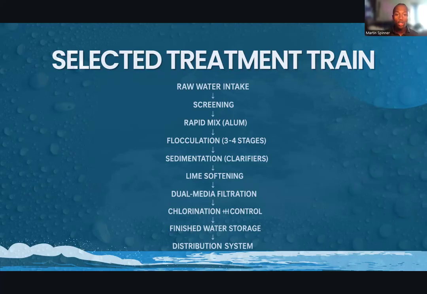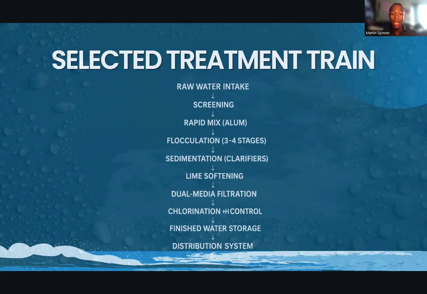So, this is the overall treatment train that our team has selected. Each step plays a very important role in achieving final water quality. The screening removes debris throughout the process. Rapid mix introduces aluminum quickly to destabilize particles. Flocculation allows the destabilized particles to form larger, settable flocs. Sedimentation removes the majority of the solids before the water enters the softening stage. Lime softening reduces the hardness and improves the overall water stability.